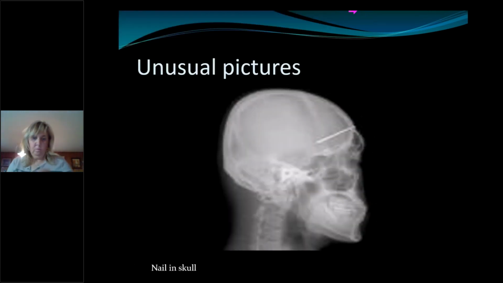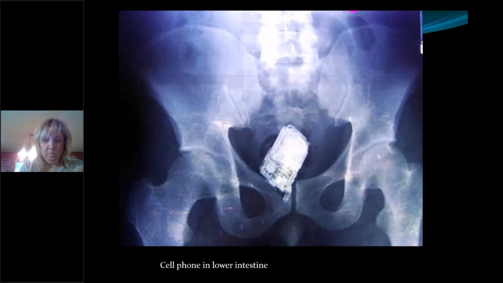Nasal bone fracture, pretty easy to see. You don't need anything fancy. They got a broken schnoz. Couple unusual pictures, not mine. Nail in the head, cell phone in places where they don't belong. I think this was a prison x-ray, actually.